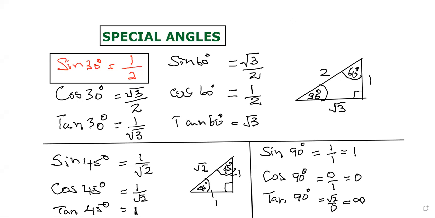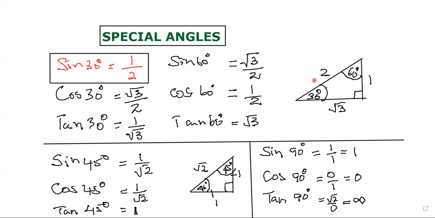In this video, I am going to discuss how to calculate special angles. So you don't want to memorize all the ratios. The only ratio that you have to memorize is sine 30. Sine 30 is 1 over 2.